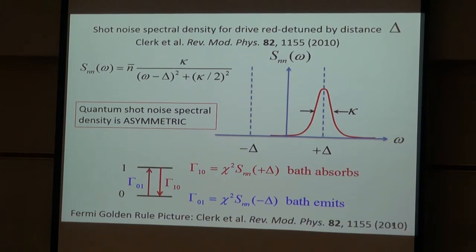Okay, so again, this asymmetry in the noise is under our control. We get to choose what the detuning is, and therefore we can control the rates of this shot noise exciting, if I'm dispersively coupled to some qubit or something, exciting transitions up and down.